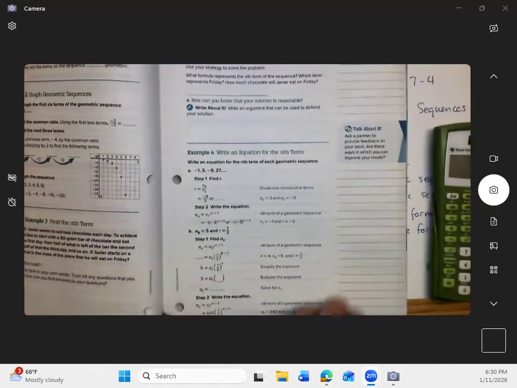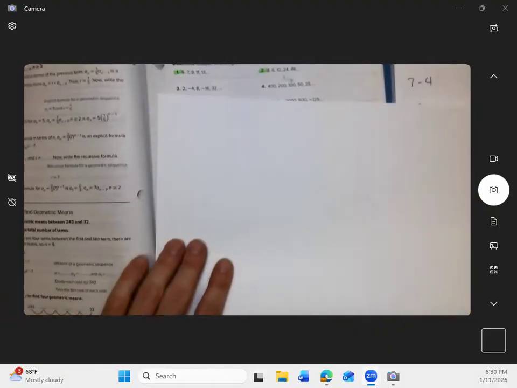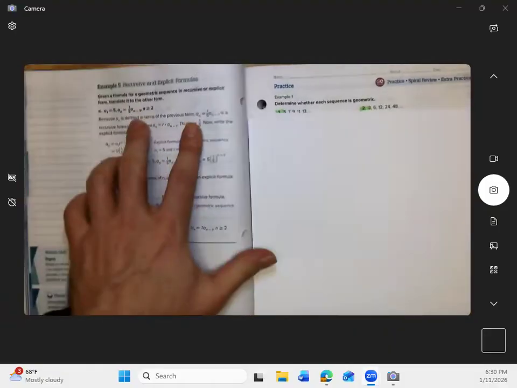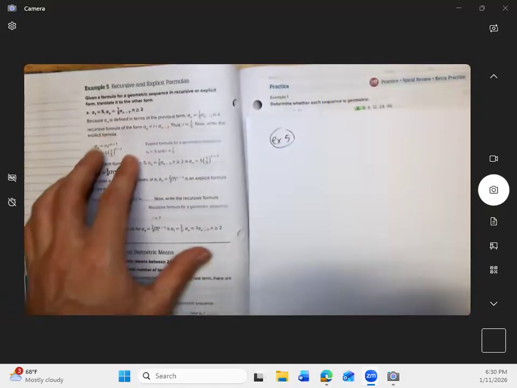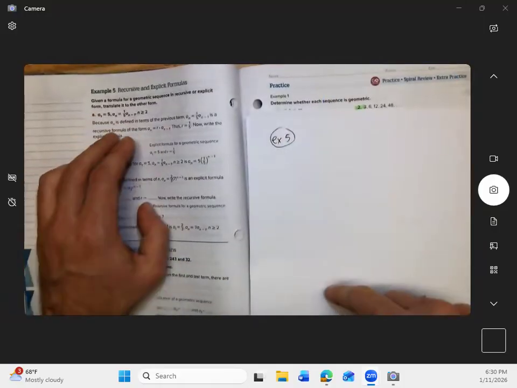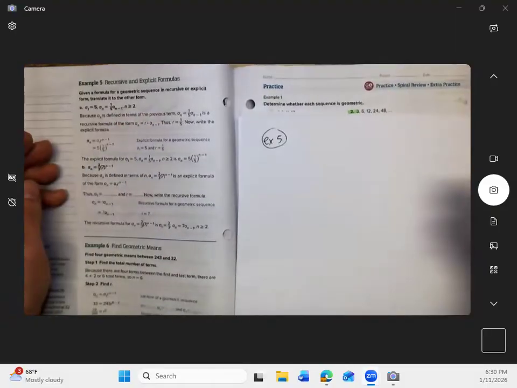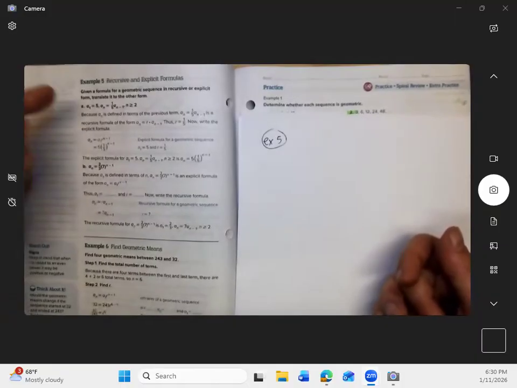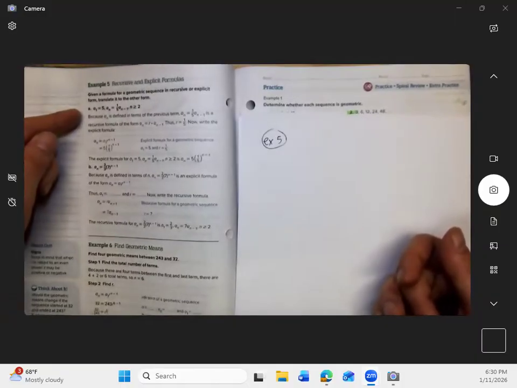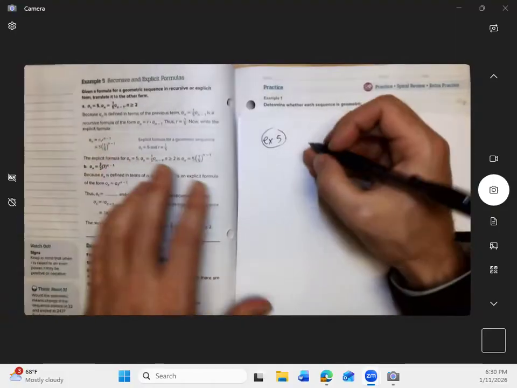Okay, so they do a couple more like that, but it's basically the same idea, looks like. Example 5. Now I'm talking about recursive and explicit formulas. Example 5. Given a formula for a geometric sequence in recursive or explicit form, translate it to the other form. It looks like they start out with recursive, hence they went explicit, and then question B is the vice versa. So let's try this.